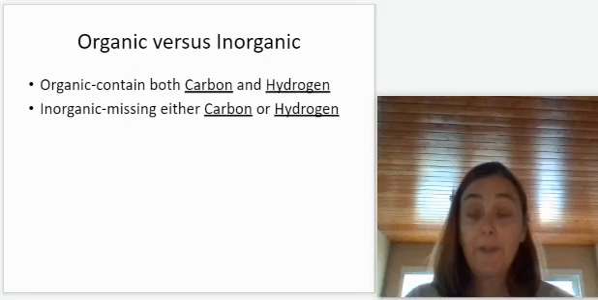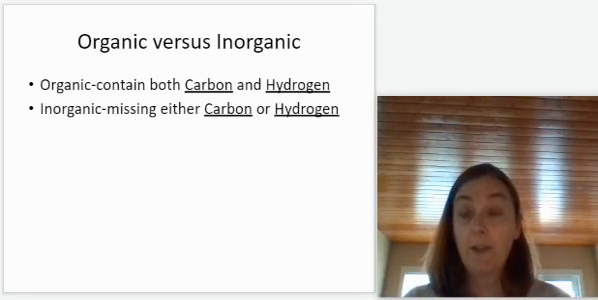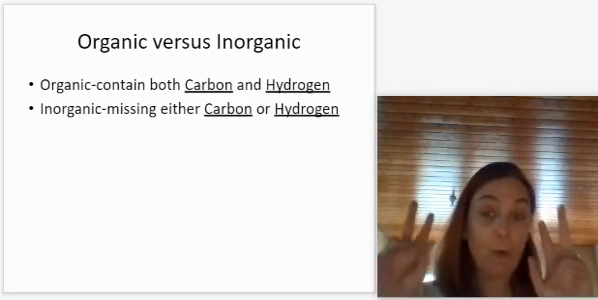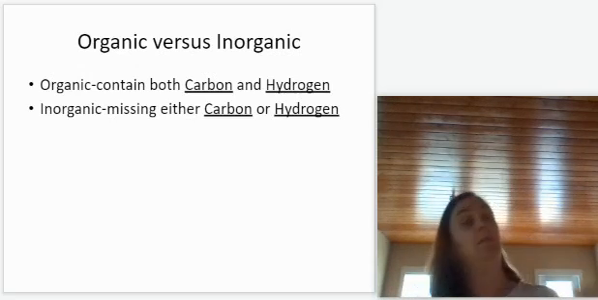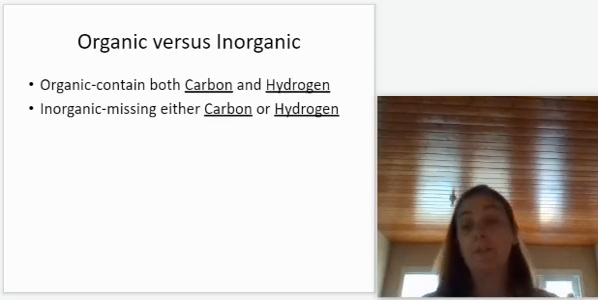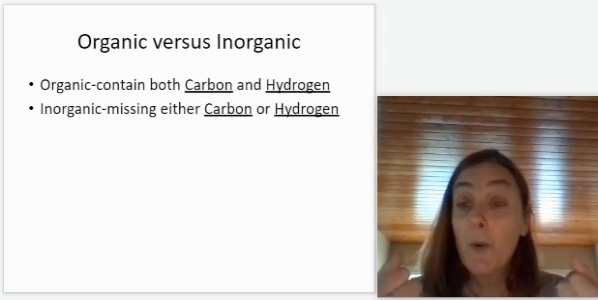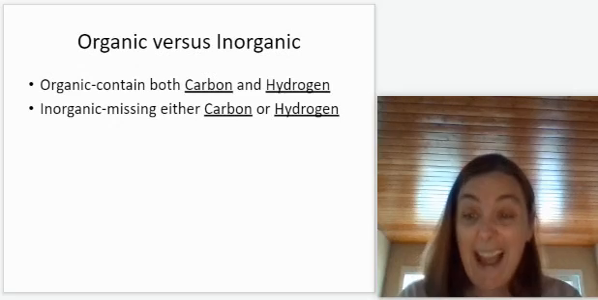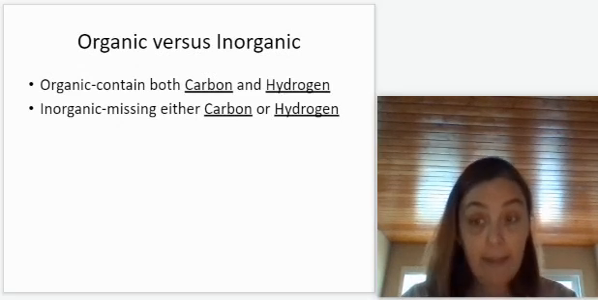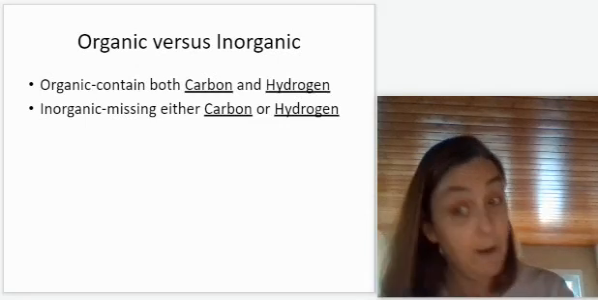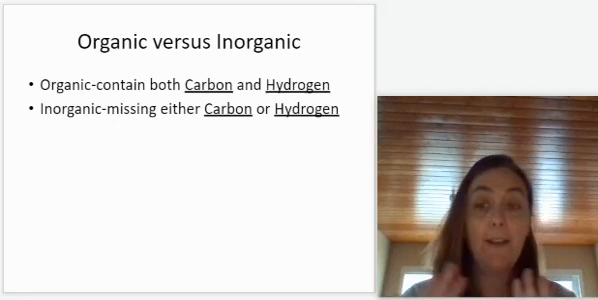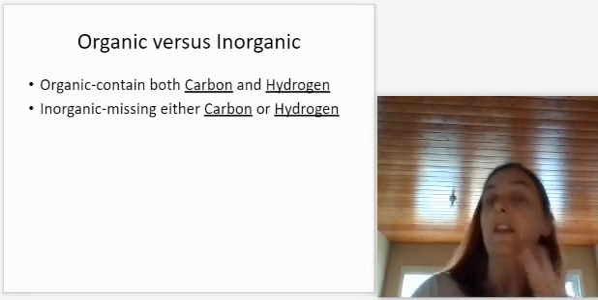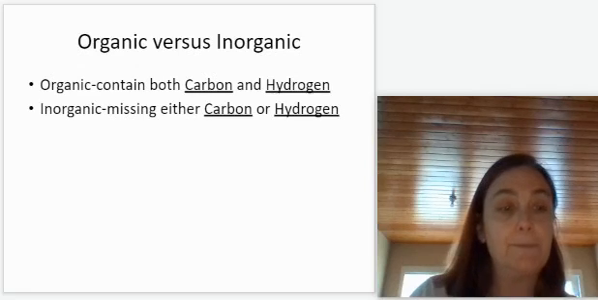Now, there are plenty of things that you can get at the grocery store that aren't organic food, like oranges that aren't organic. And they have plenty of organic compounds in them, like sugars and some lipids and some other things. So this has absolutely nothing to do with the grocery store definition of organic. Okay, so carbon and hydrogen, it's organic. If it's missing one or both of those, it's not organic, it's inorganic.